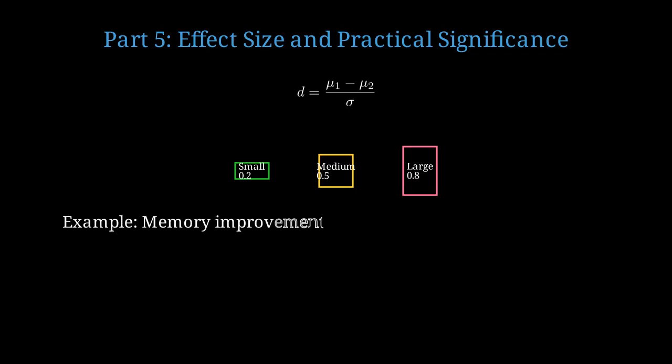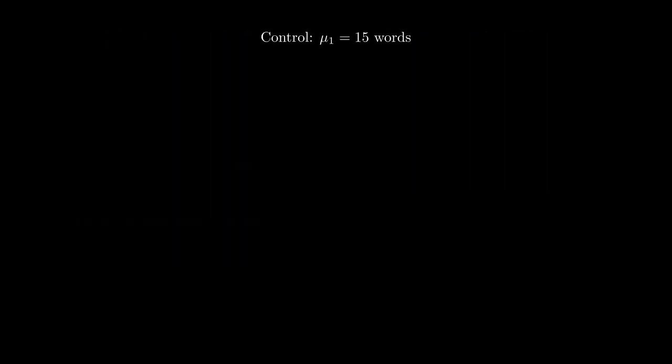Let's apply this to our memory example. Suppose the control group recalls an average of 15 words. The caffeine group recalls 18 words on average, with a standard deviation of 5 words. Cohen's d equals 18 minus 15, divided by 5, giving us 0.6, a medium effect size.